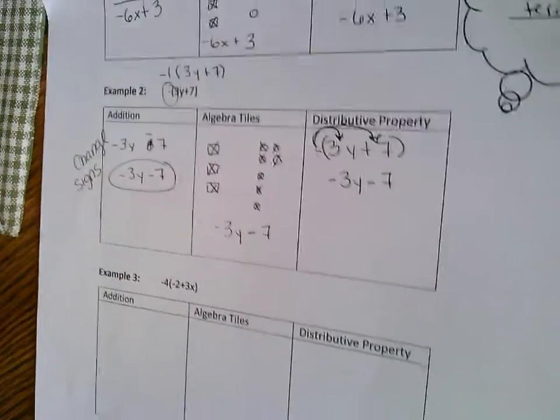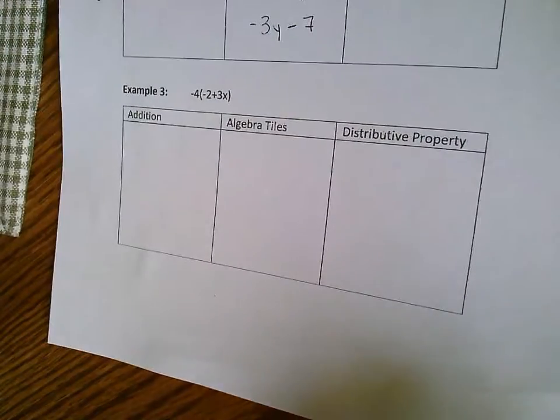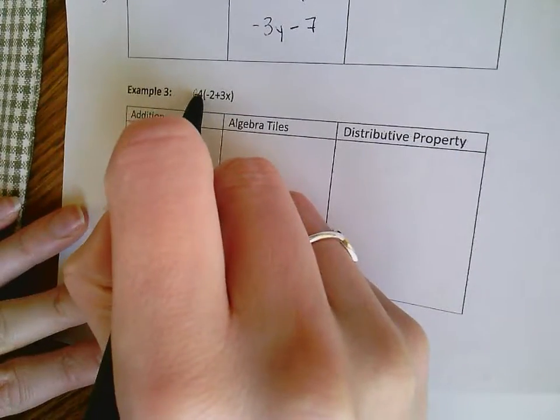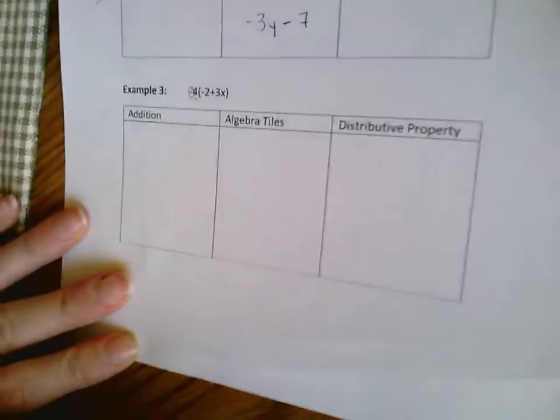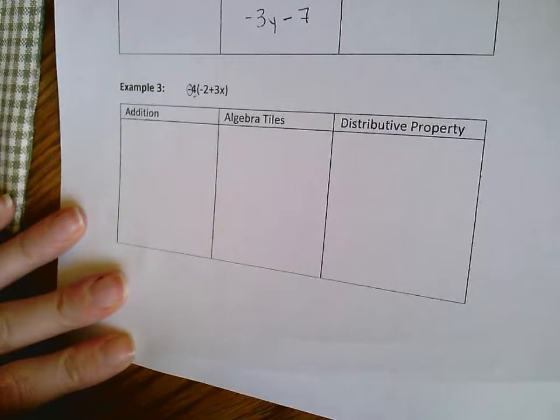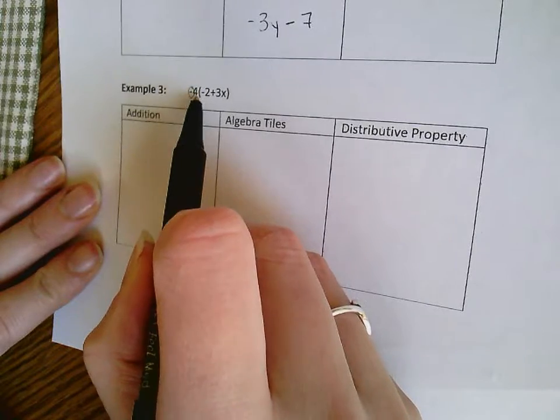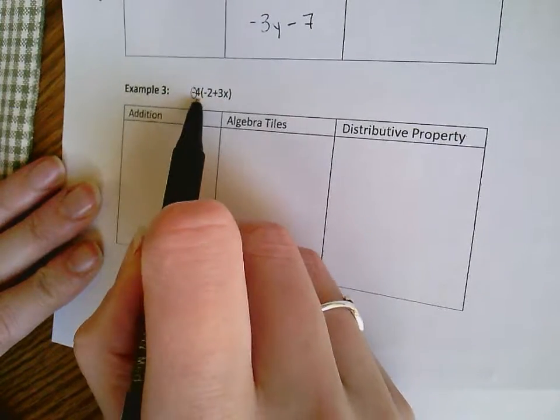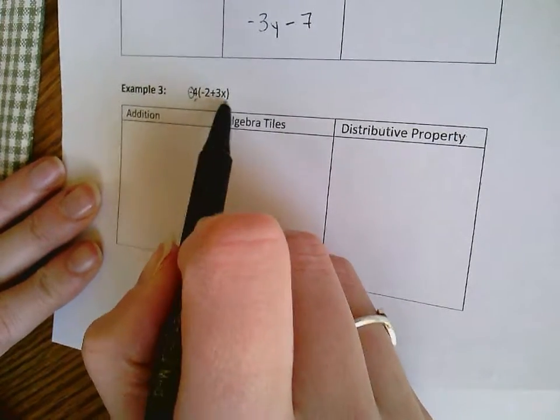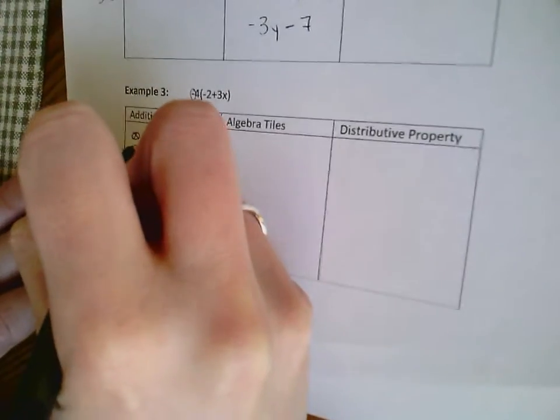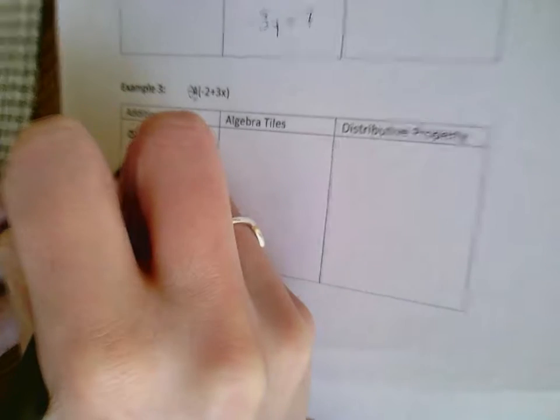Finally, last but not least, I have this. So again, we have a negative sign, but we also have a number. So we're going to do the number first and then change our signs. So the first thing I see is I have a negative 4 times negative 2 plus 3x. So I'll go ahead and first do my negative 2 4 times.